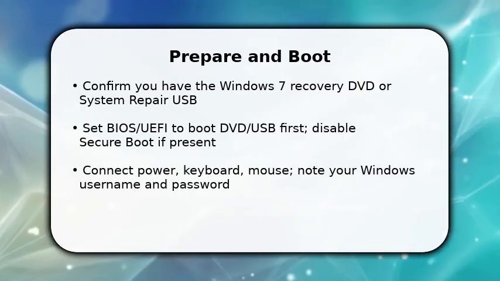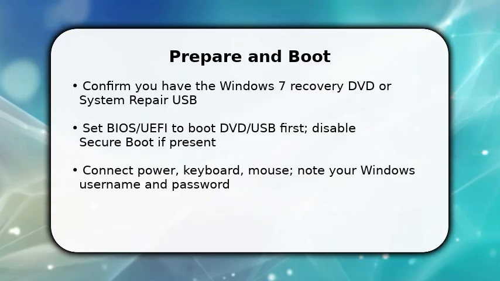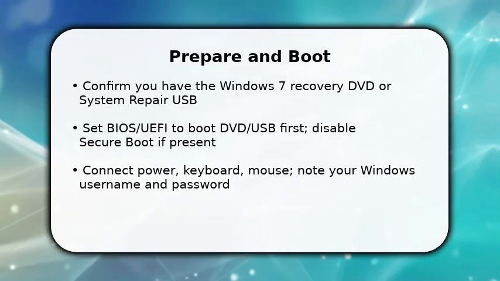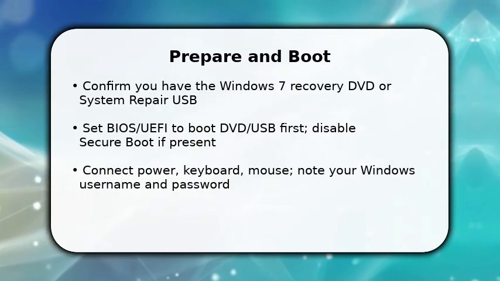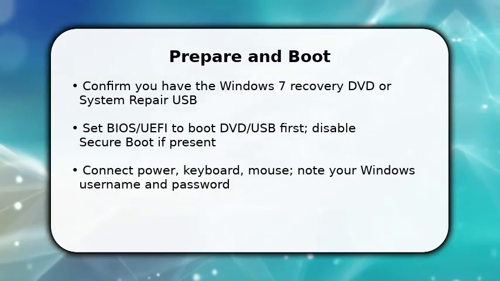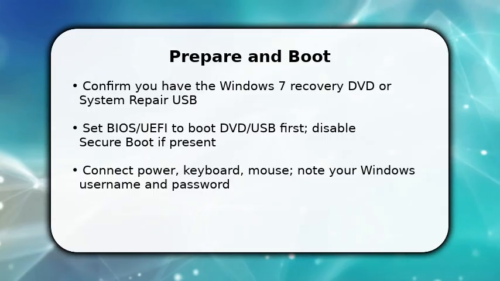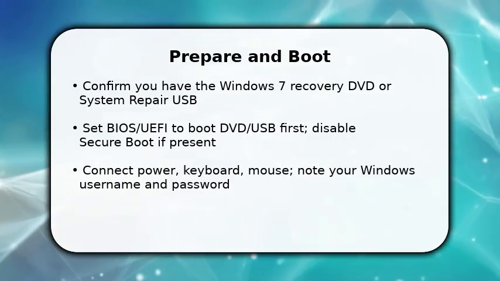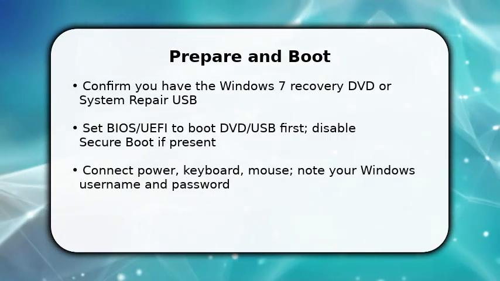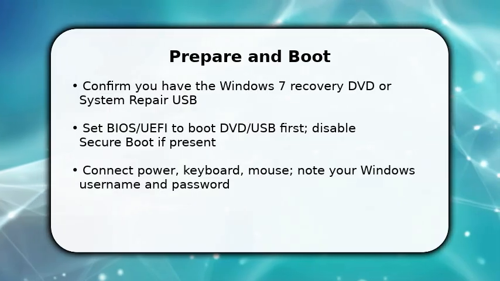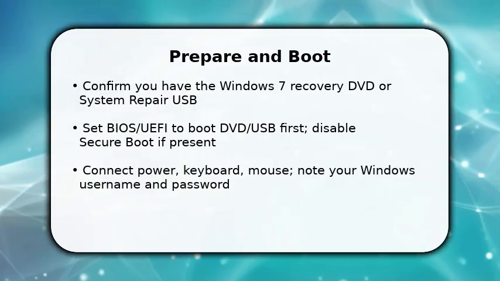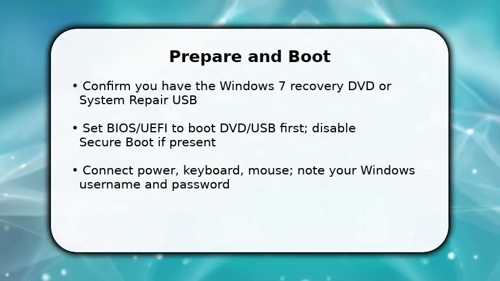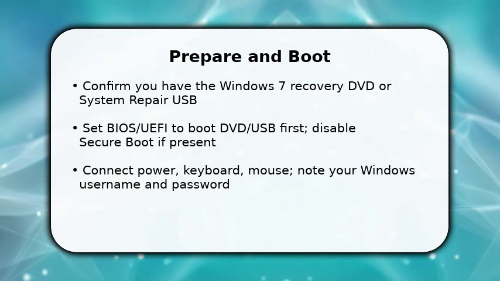You start by inserting the Windows 7 recovery disk or plugging in the system repair USB and powering on. Press the manufacturer key to enter BIOS or boot menu. Once there, change boot order to DVD or USB first and save. Make sure Secure Boot is disabled on older systems that emulate UEFI. You do this now because if the PC doesn't boot from the recovery media, nothing else works. Once done, the machine will load the recovery environment automatically.